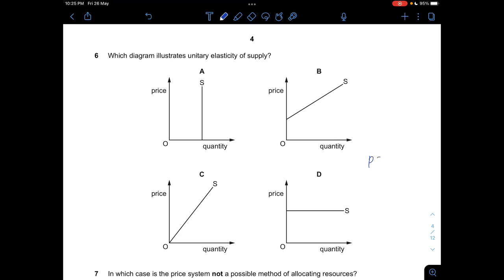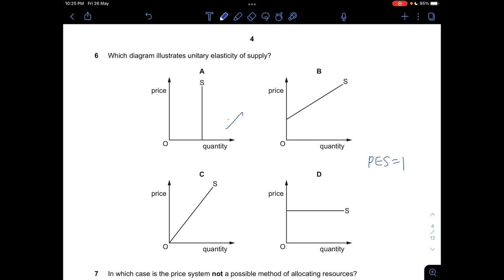Alright, so for question 6, which diagram illustrates unitary elasticity of supply? So PES equals 1. For PES, if let's say PES equals 1, the curve must start from 0. So A is not correct because PES is basically less than 1. B, PES is more than 1. And D, PES is basically unlimited.